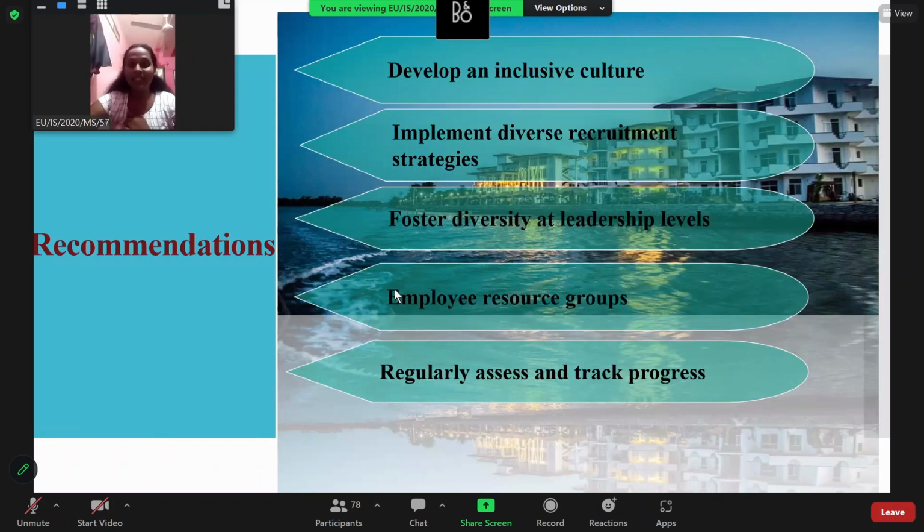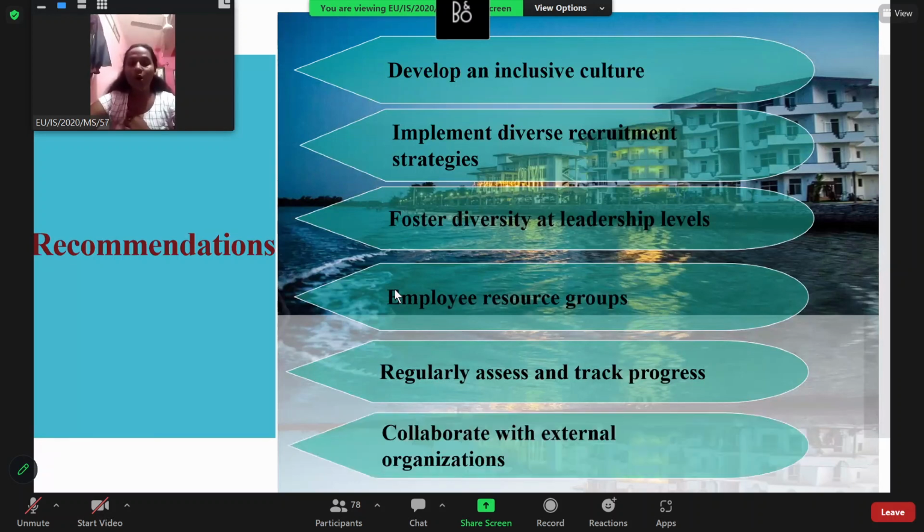The sixth one is collaborate with external organizations. Engaging with external organizations that specialize in diversity and inclusion can provide valuable insight and resources. Collaborating with these organizations can help gain a broader perspective, assess best practices, and receive guidance on developing effective diversity strategies.